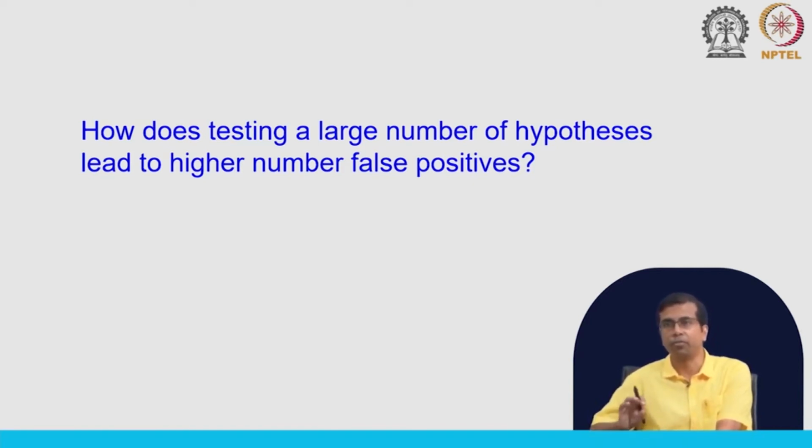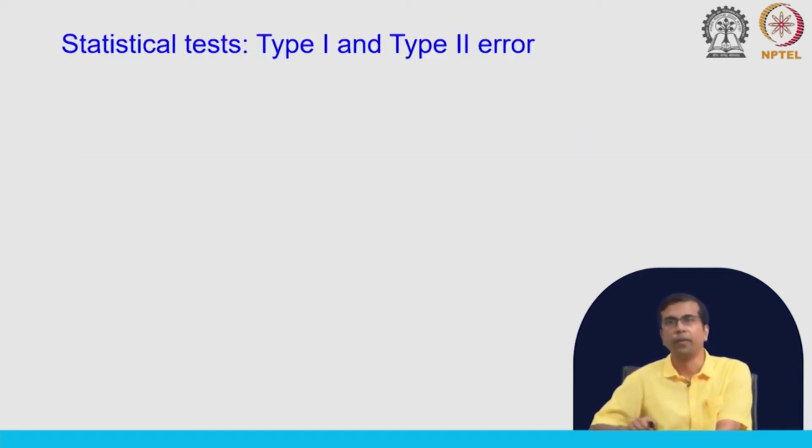I will show you two ways this can happen. One is that the total number of false positives you can expect will rise if you test a large number of hypotheses. In addition, the probability of getting a single false positive will also increase manifold. So these are the two points that I will show you now.